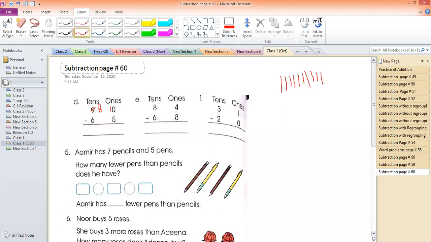1, 2, 3, 4, 5, 6, 7, 8, 9, 10. Cut 5 lines. 1, 2, 3, 4, 5. How many lines are left? 10 minus 5 is equal to? 5. Very good. So I will write here 5.